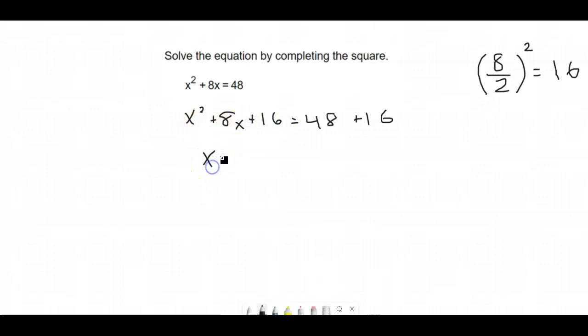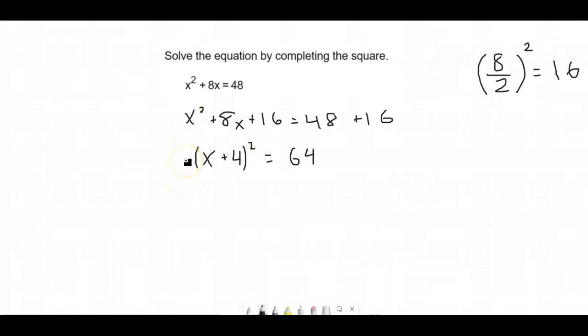All right, now let's go ahead and write this as our binomial squared. So this is going to be x plus, it's a plus because this is positive here, and we're going to take the number that we first got when we divided by 2 before we squared it. So 8 divided by 2 is 4, so that's the second half of our binomial, and then we're going to square that binomial, so put parentheses around it, squared. And this here, if you were to factor that back out, you would get this whole side of the equal sign, and this is going to be equal to 48 plus 16 is 64.